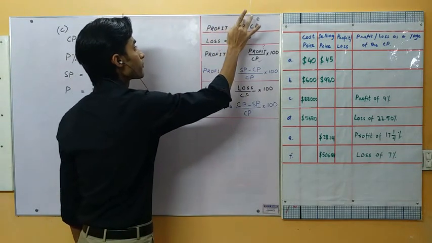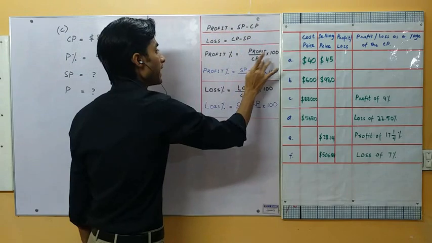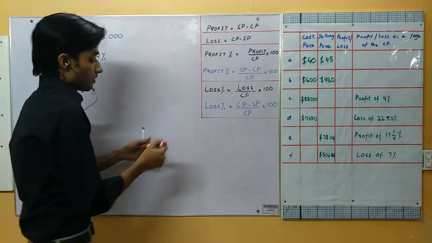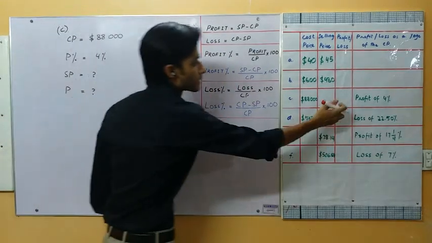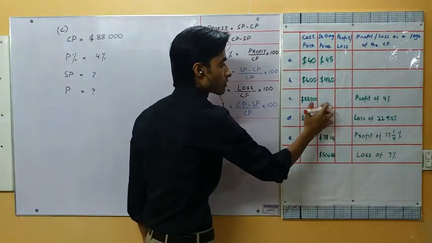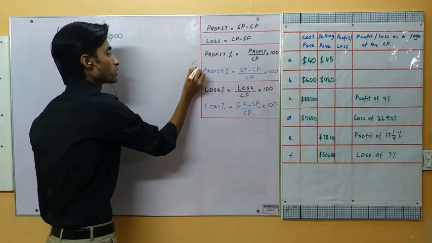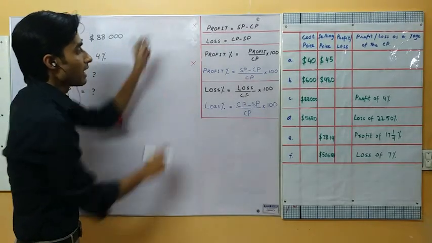Now you only have to figure out what are the options that might work and what are the options that might not work. First thing, this formula is definitely not going to work because it's loss that has to be found out, selling price is to be found out. So this formula is out of option and this formula is also out of option. The only two options are this and this.